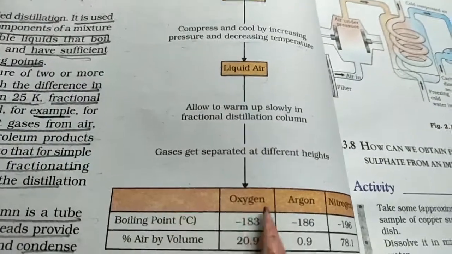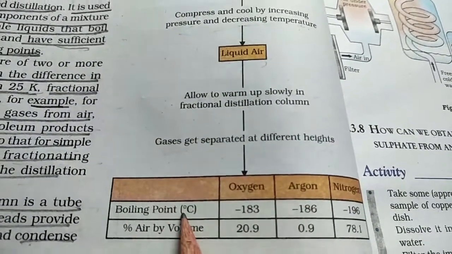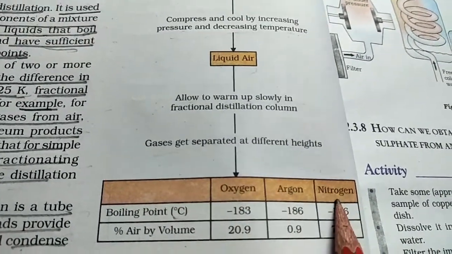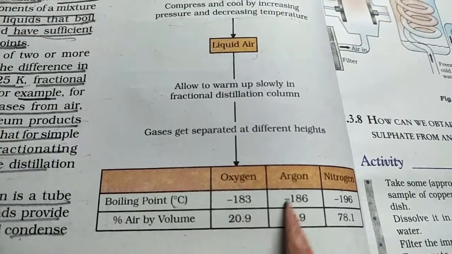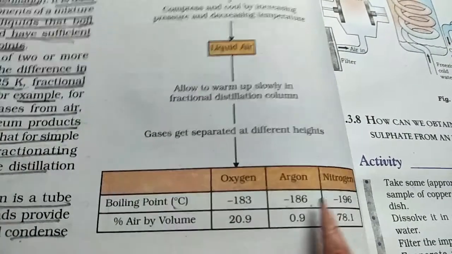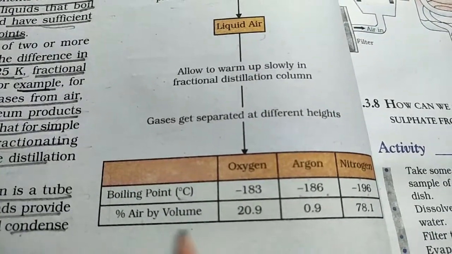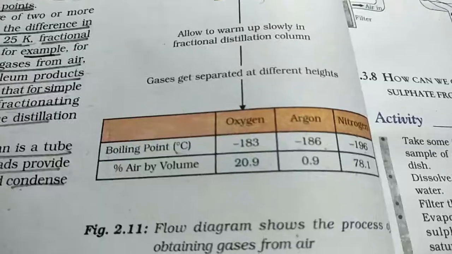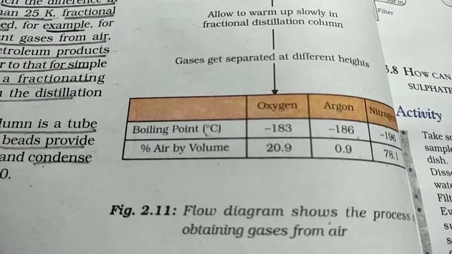Now there is a table given in your textbook. Depending on the boiling point, there are three gases given: oxygen, argon and nitrogen. The boiling point of oxygen is minus 183, argon is minus 186, and nitrogen is minus 196. And the percentage in air is 20.9, this is 0.9, and this is 78.1. Then we'll continue with the topic next time.